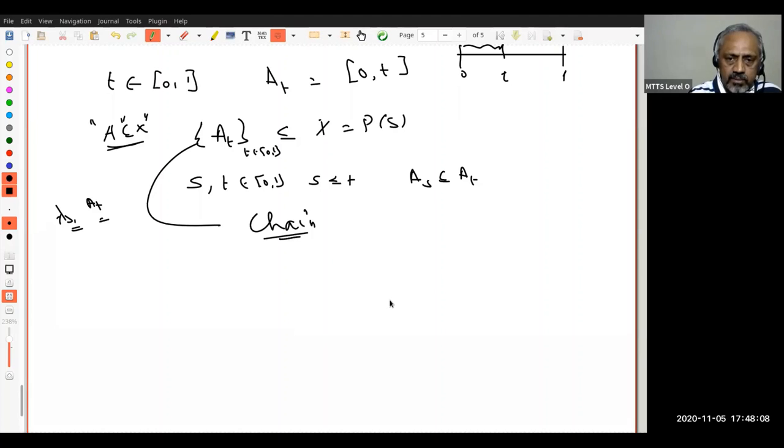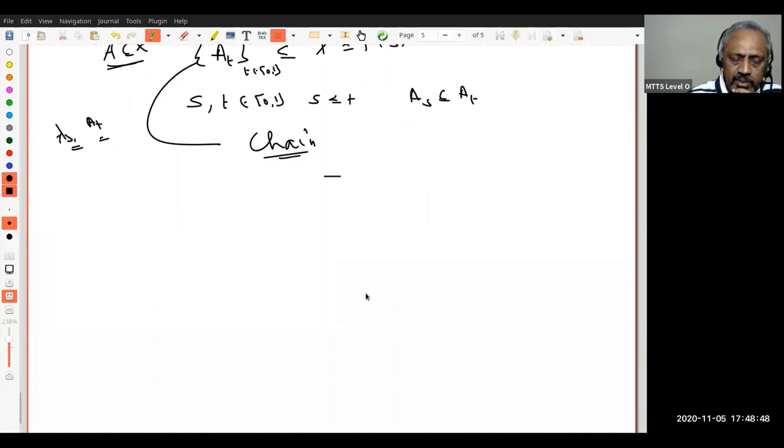What does it mean? That is, any two elements you can compare. Given any two elements in this collection, one of them must be a subset of the other. Is that clear? And notice how many elements are in this collection? Uncountably many, as many elements as there are real numbers in [0, 1]. Many times students have a problem, even MSc students: whenever there is a totally ordered subset or a chain, they think it is a countable collection. It need not be. Here it is an uncountable collection. Do you understand this? Spend some time. Let us look at another example.